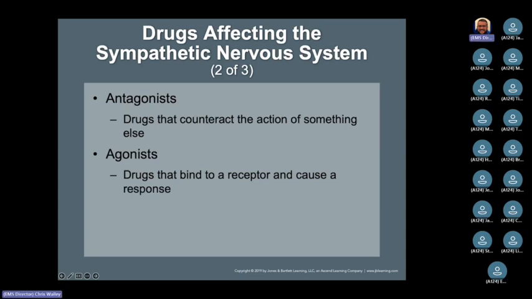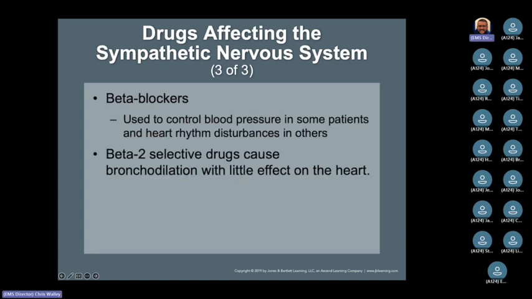So we have those medicines. Remember, those medicines are made as an antagonist and an agonist, so they bond to those receptors. That's in your toolbox. Know what those drugs do, and know what other actions they have. This right here is going to help some of y'all. Some medications stimulate both alpha and beta receptors, while others are selective to a specific receptor. Beta blockers are used to control blood pressure in some patients and heart rhythm disturbances in others.